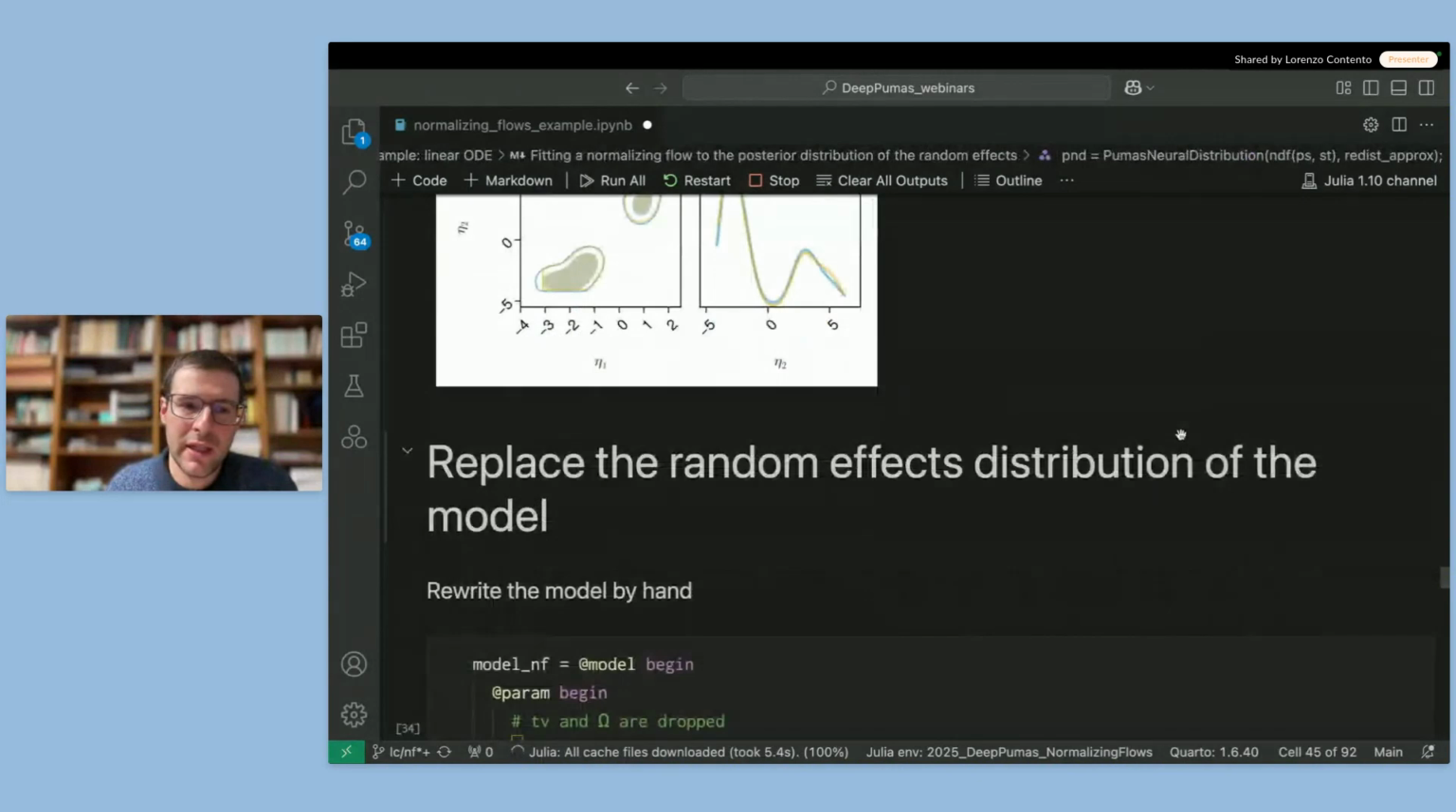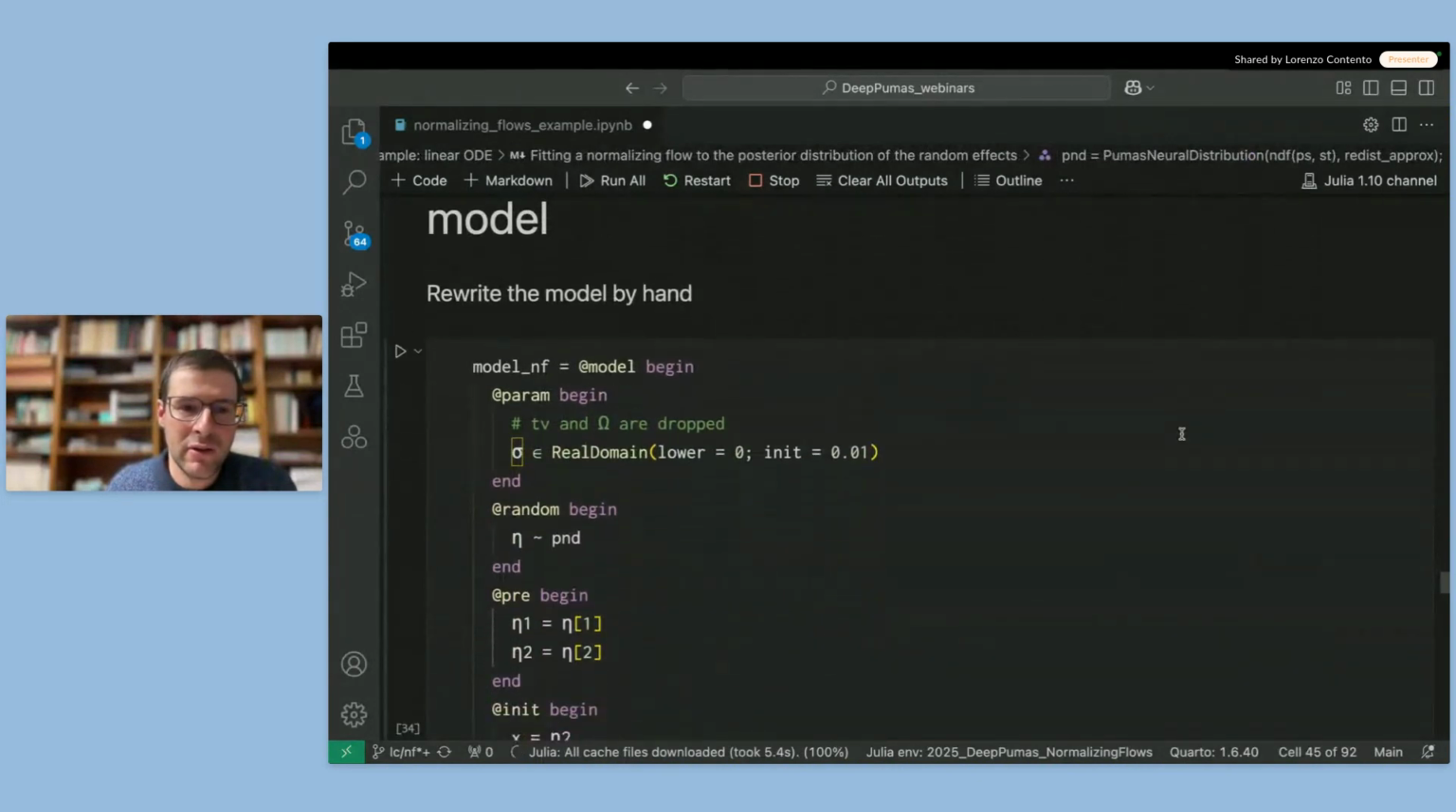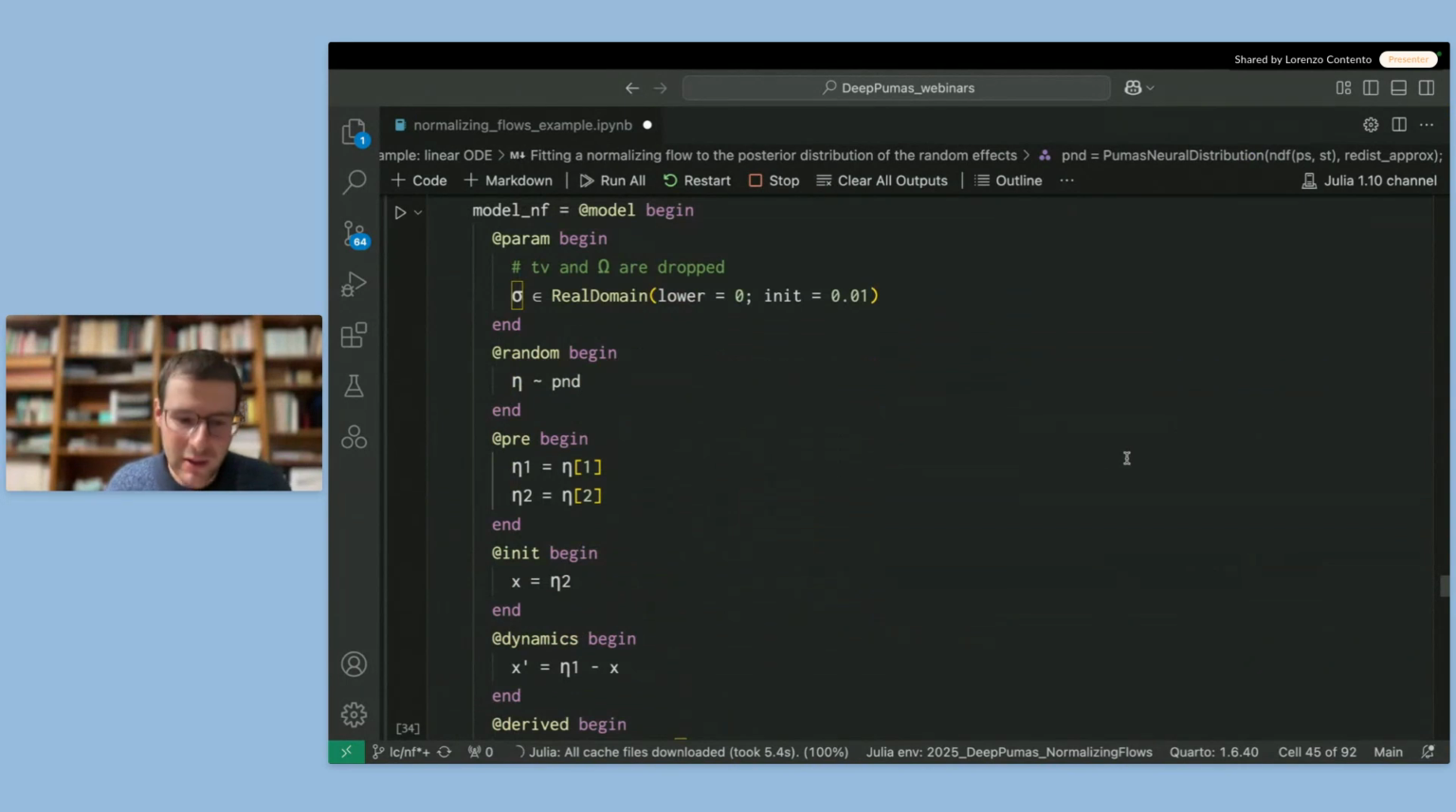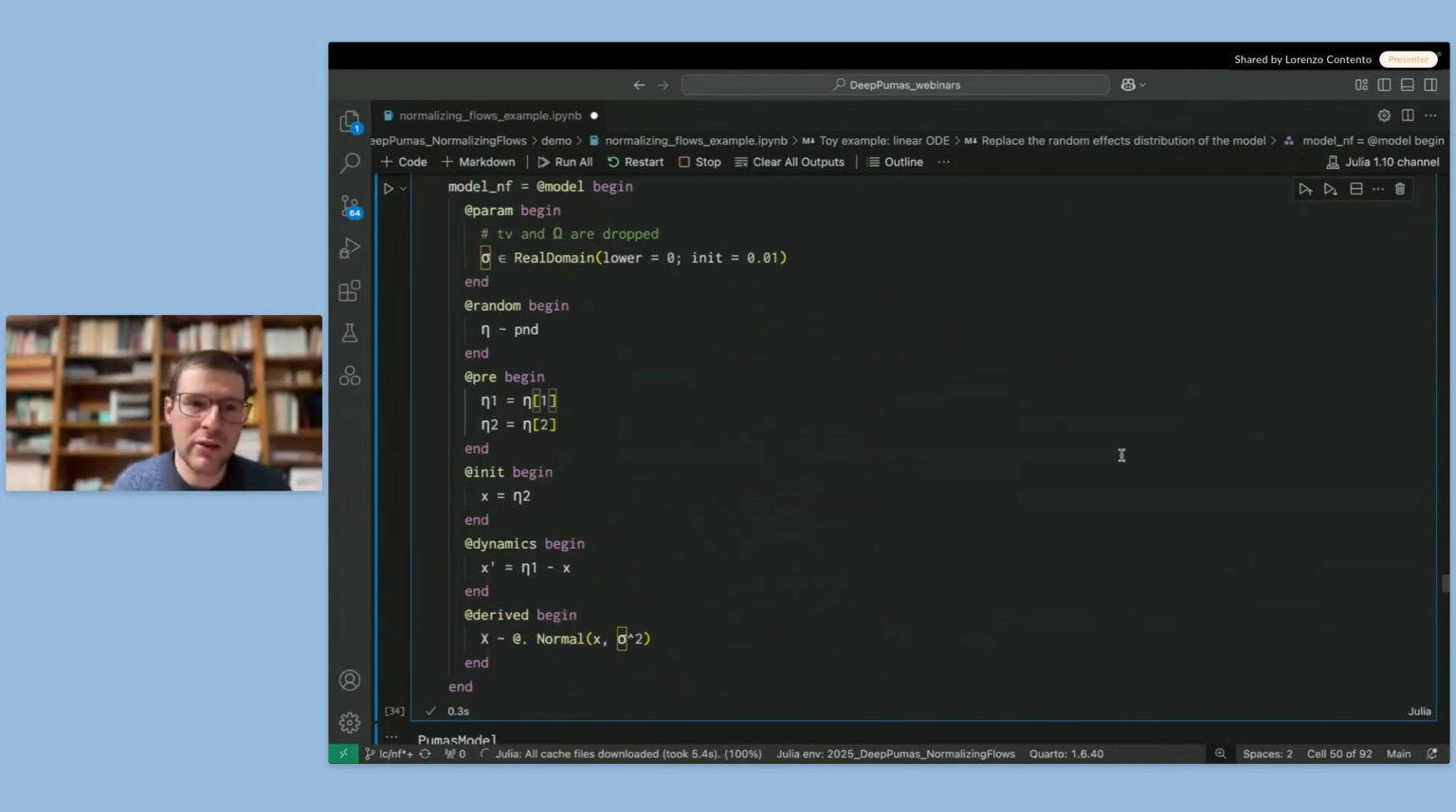Once we have the normalizing flow, we can rewrite the model and plug the normalizing flow in the place where before we had the multivariate normal distribution. So this is exactly the same model here, and here instead of multivariate normal, we have the new distribution that has been fitted to the training population. This also means that we can drop typical value and omega, since they were used here, but now the misspecified prior is gone, so typical value and omega can also disappear.